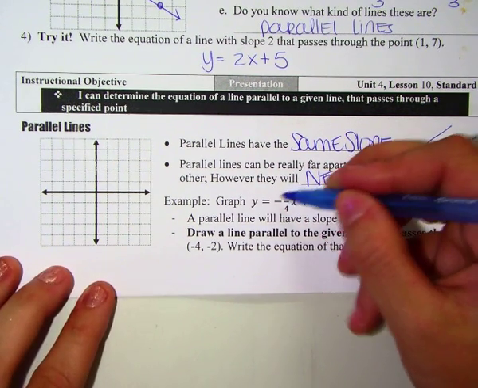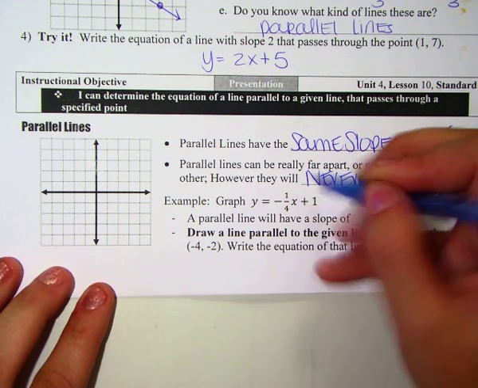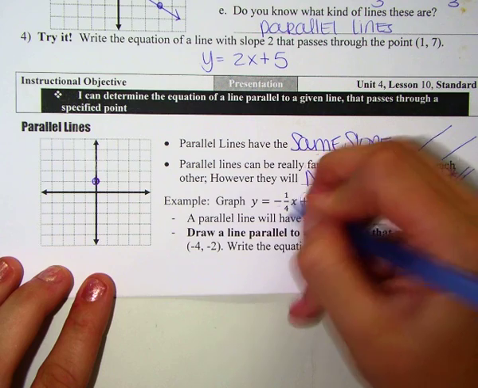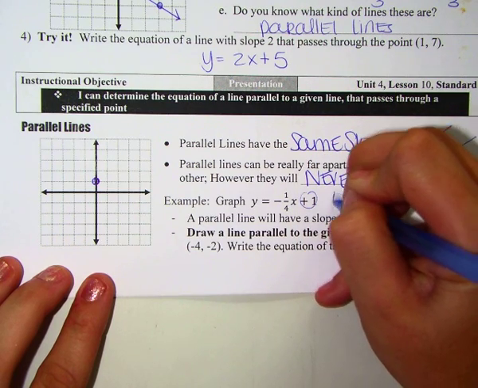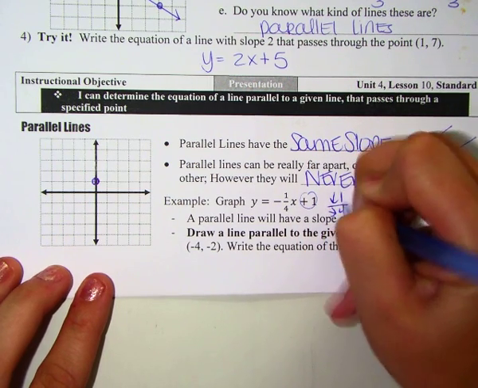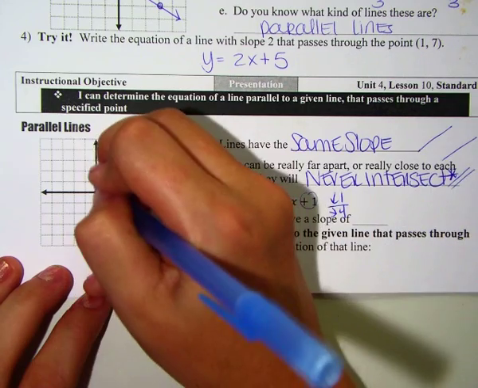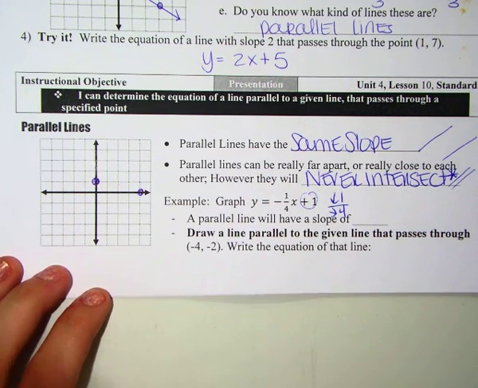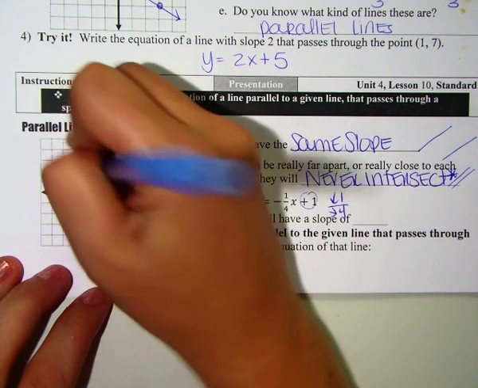This is the line negative 1/4 x plus 1. So our y-intercept is 1. And then our slope is negative 1/4. So down 1, right 4. Down 1, right 4. And I'm actually going to go back and graph the other way as well. Up 1, left 4.